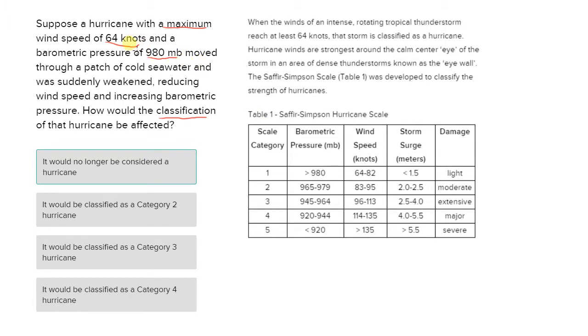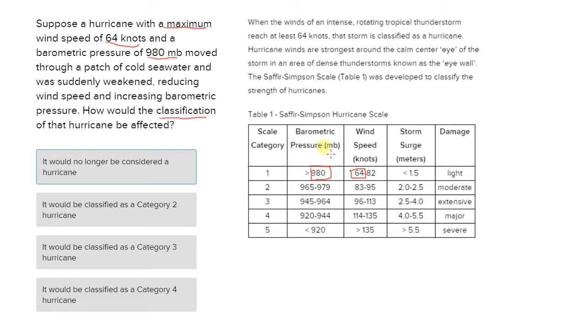So first, as we should always do with these kinds of questions, let's look at where the information they give us puts us on their table. So here we have a wind speed of 64 knots. So we're right here in a category 1 hurricane with a barometric pressure of 980. All right. So we're right on the cusp.